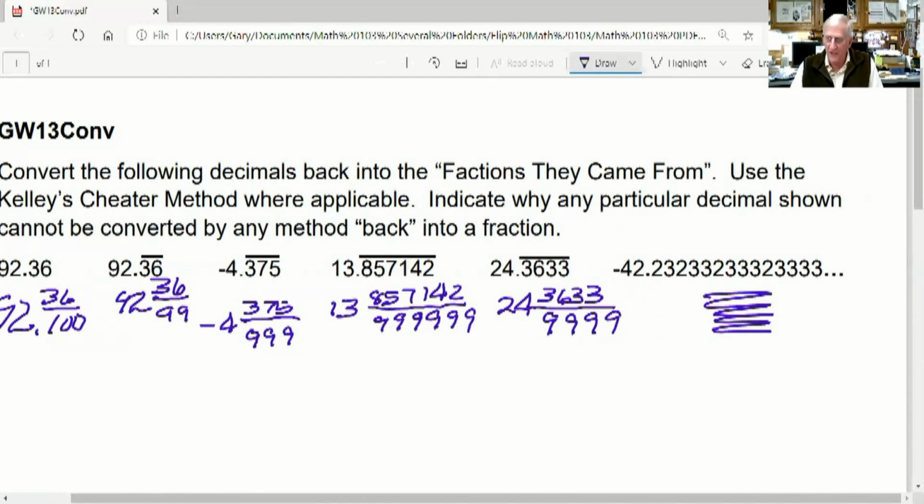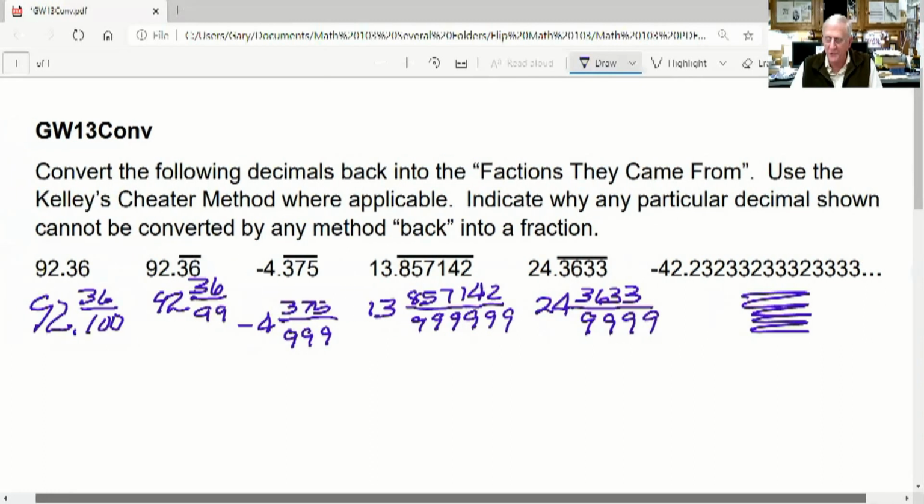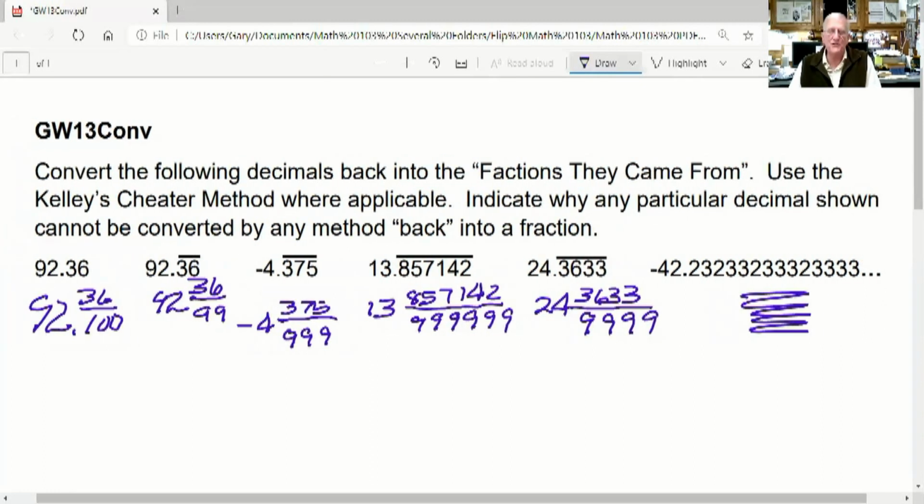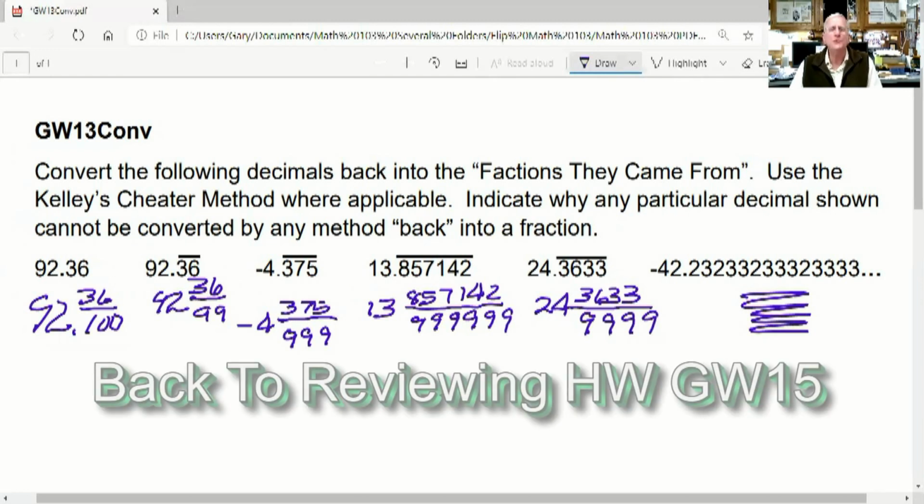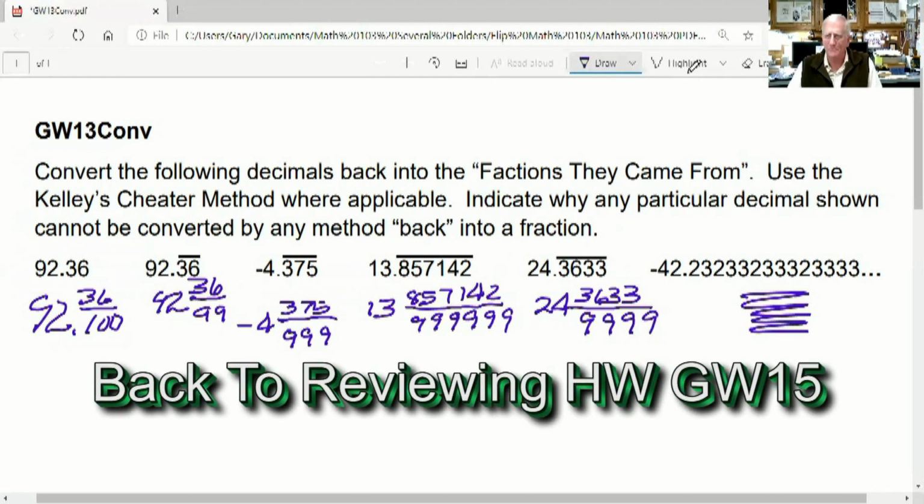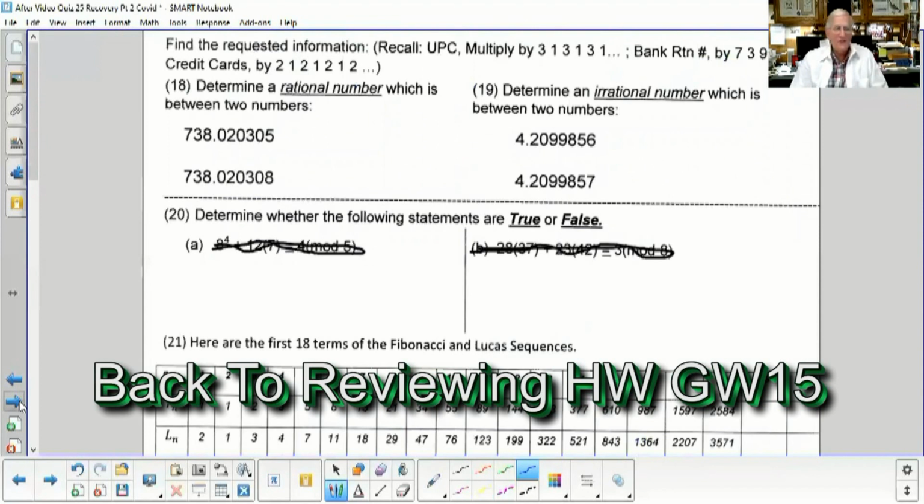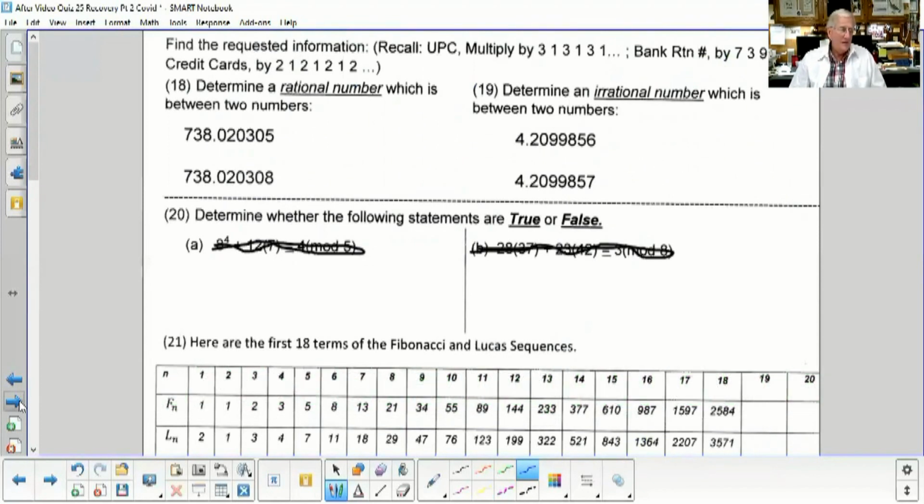So there, we've done a very quick review of the idea of the Kelly's cheater method and some cases where you cannot use it. All right, let's continue on and return to going over the homework. Let's take a quick look at the back of this sheet. Remember, I keep hitting you with this because it's going to be on the next test, and I want you to make sure that you know how to do this.